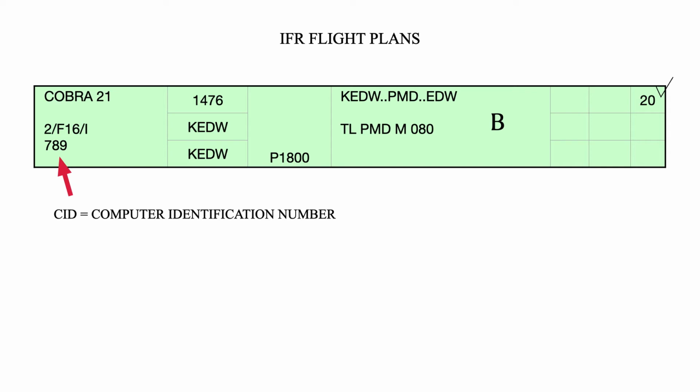You still have his squawk, which is the 1476. The KEDW is his estimated departure airport, and then his actual, like where he's going to pick up his flight plan, and then the actual departure airport, which is KEDW.